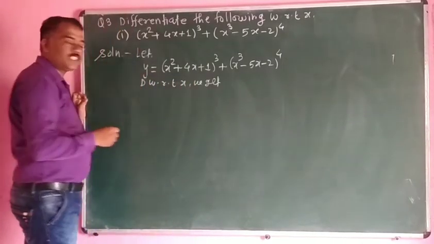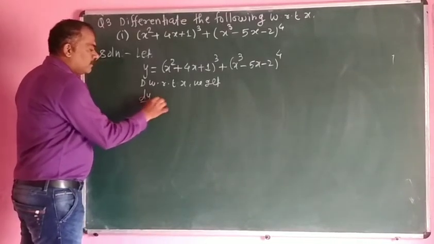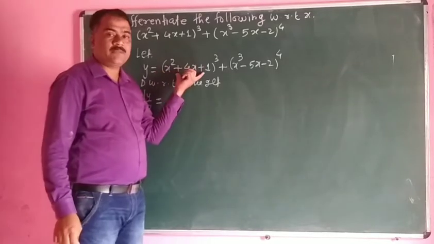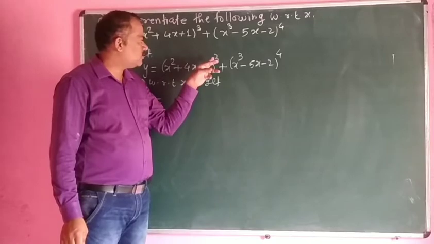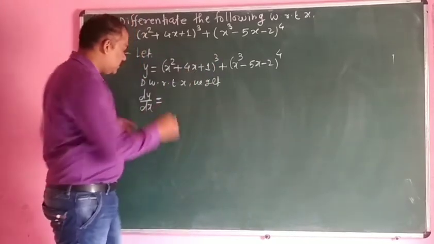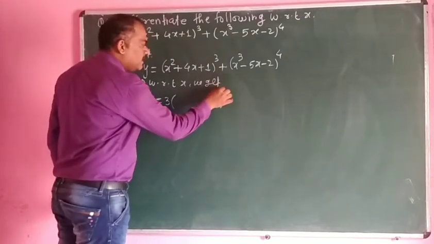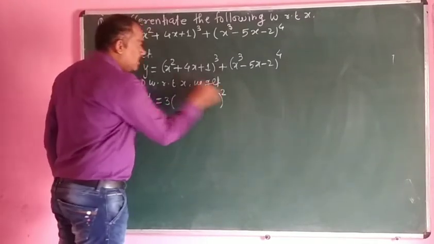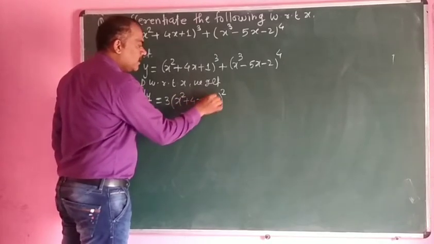the differentiation of y with respect to x is dy by dx. When we take the derivative of the first bracket raised to 3, it is a power function. So we take this power 3 as it is, and from this power we subtract 1, that is 3 minus 1, 2. The base stays as it is, x square plus 4x plus 1.